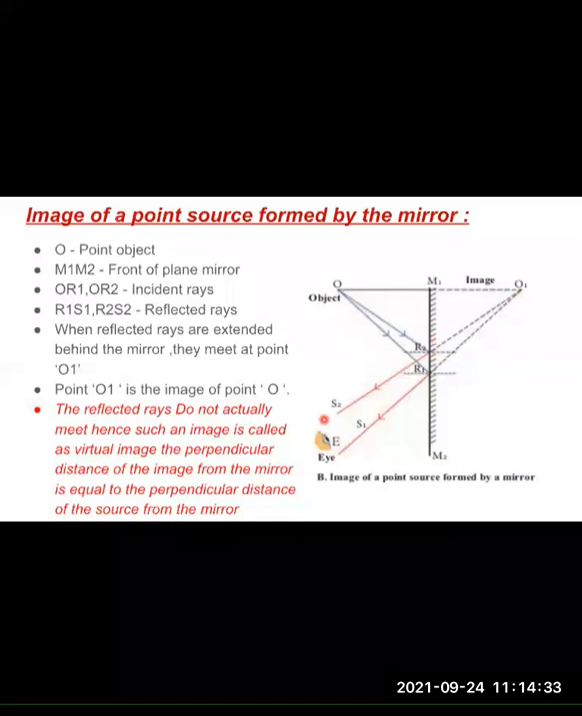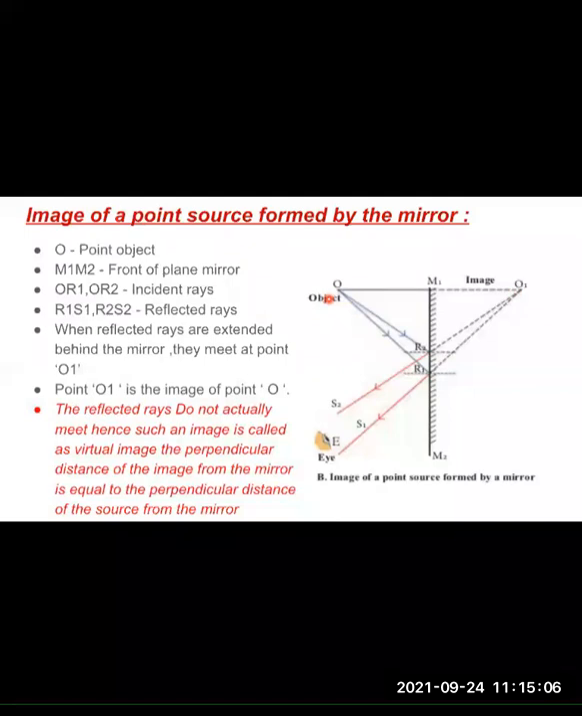Similarly, when I produce the ray R2S2 backward, the two rays are going to meet at a single point, that is at point O1. You can also call it O dash. So O dash will be the image that will be formed because of the point object O.